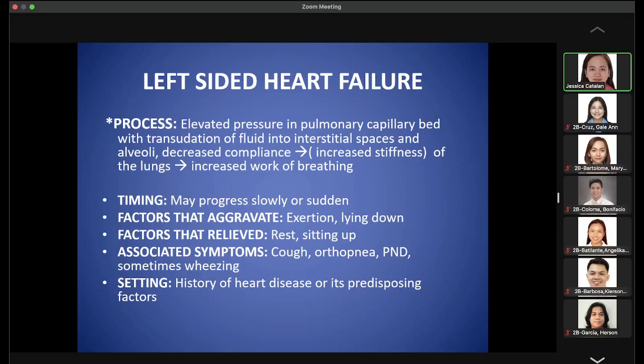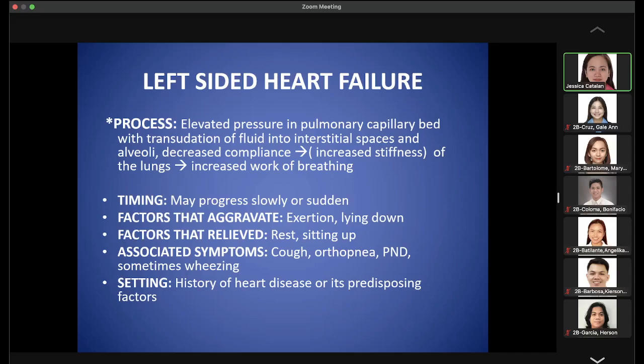Okay? The timing may be progressively slow, or very sudden, depending on the situation. Okay? And usually, the condition may be aggravated by exertion, kung nag-exert ng effort, no? Or with activity, or upon lying down. That's why usually mga patients na may heart failure, di ba? Nagko-complain hinihingal pag umaakyat ng stairs o kaya naglalakad ng malayo. And usually, they are relieved by resting or sitting up. So, naka-sitting up position.